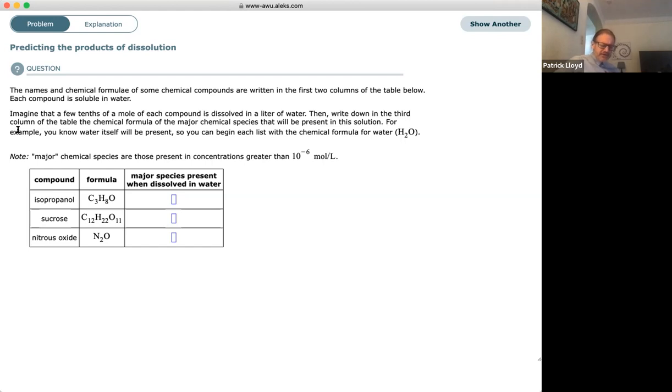So if you take a look here, there are 3 substances that are shown there, and what we're asked to do is write the chemical formula of the species that will be in the water, including the water itself. So let me talk a little bit about solutions and dissolving things into water, and we'll go from there, okay? Okay, so this is section 4.1 and 4.2.